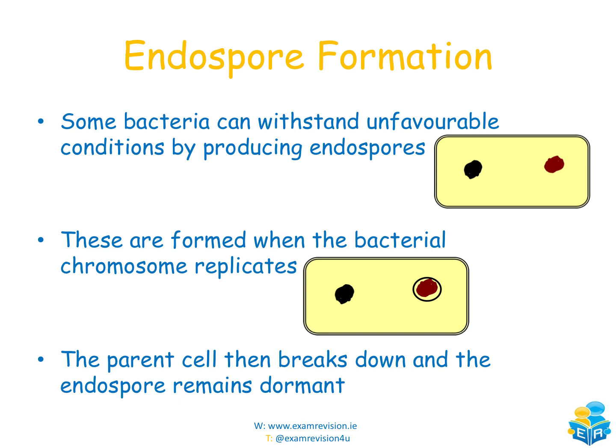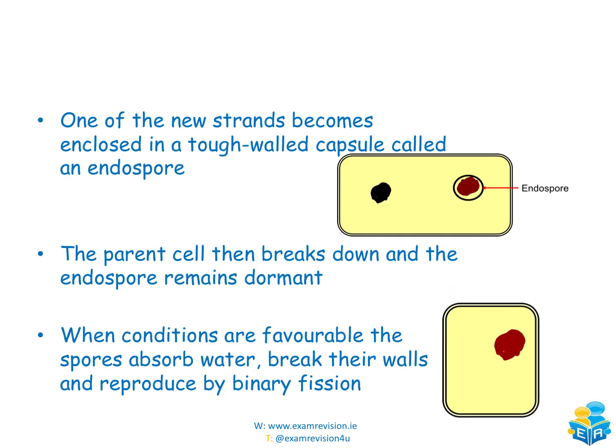Now we're going to have a look at endospore formation. Some bacteria can withstand unfavorable conditions by producing endospores. So maybe they're in a condition that's too warm for them, too cold for them, the pressure is too high, there isn't enough oxygen. Whatever the situation is, they can produce this endospore, which is going to help them to survive. Endospores are formed when the bacterial chromosome replicates. The parent cell will then break down and the endospore, which is this structure here, will remain dormant. It's not going to be reproducing or replicating, it's just going to remain dormant until conditions are favorable for it again.